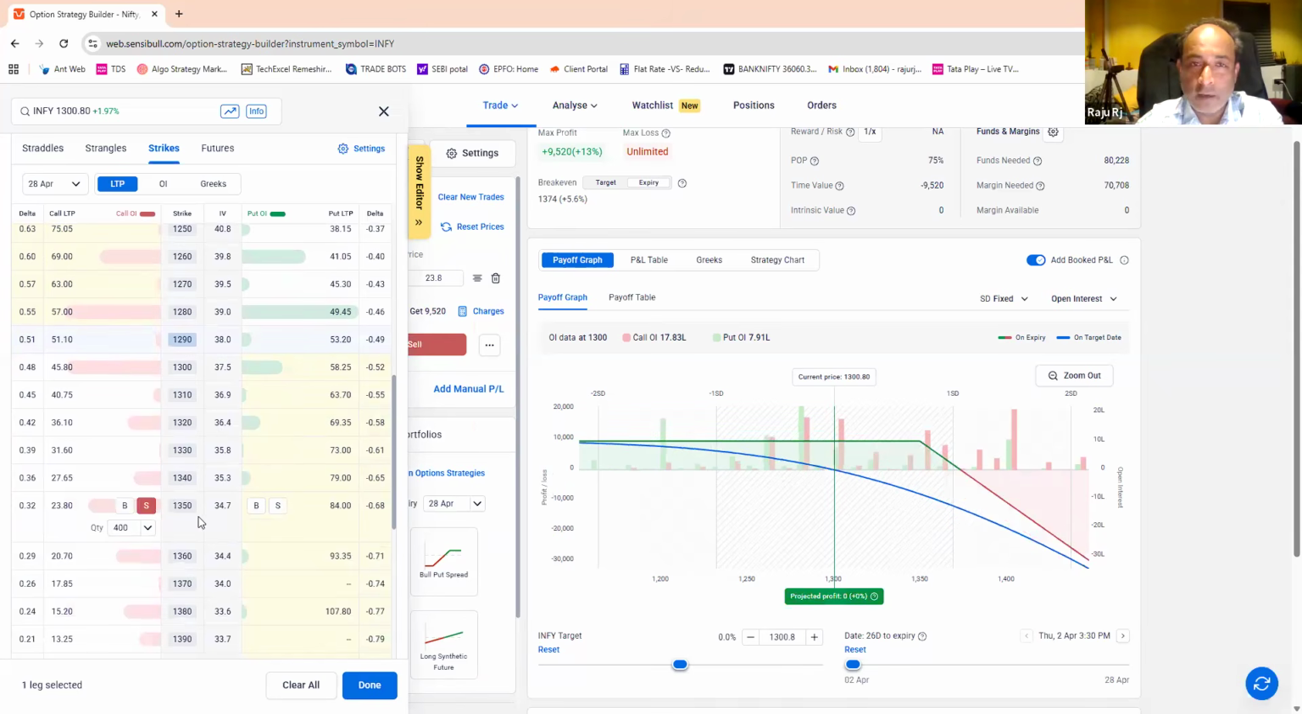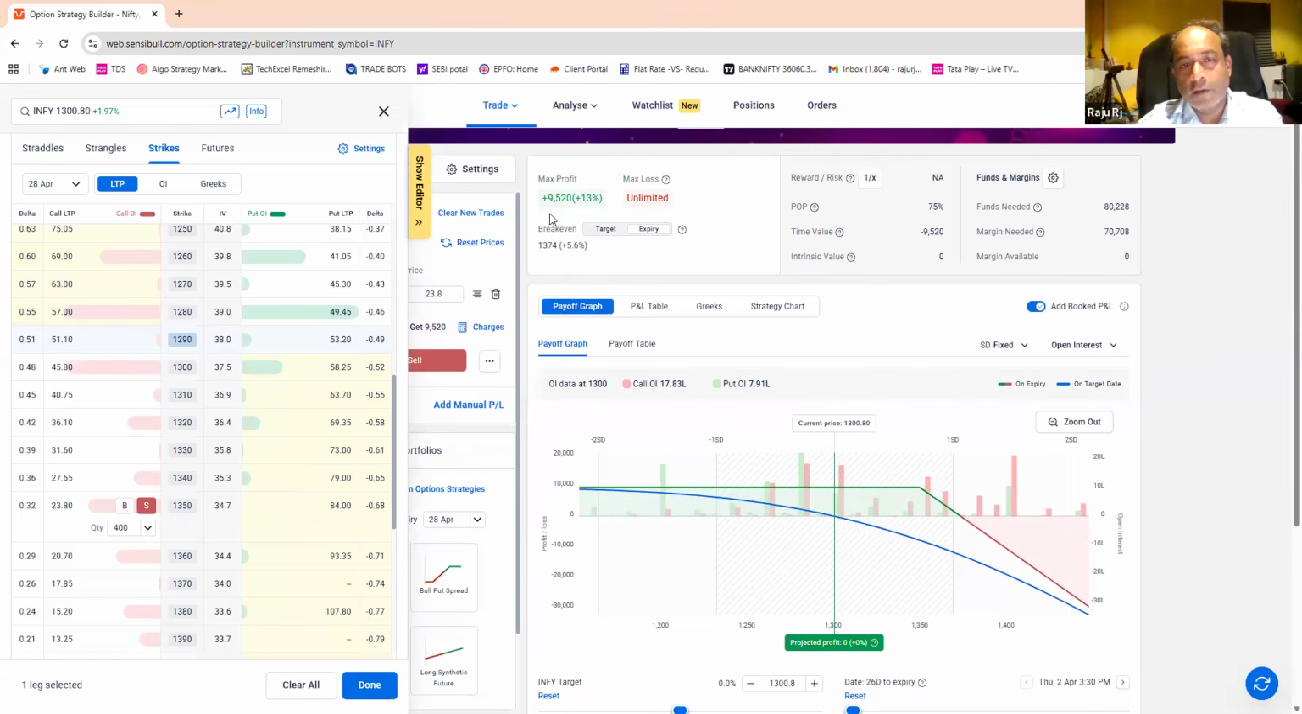If you sell a 1350 call option with a premium of 24, how this rate is defined is, you have 1300 and 1350 plus 23.8, 1374. So up to 1374, you will get 9,500, which is almost 13%, right? So every month you can just sell a call option with a proper holding and make this monthly income. Okay, the probability of profit you can see here is 75%.